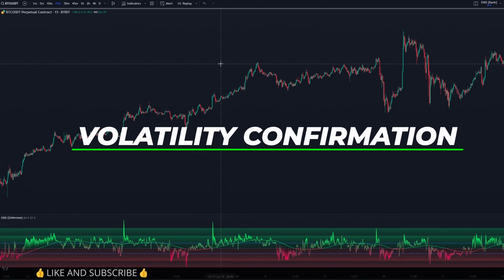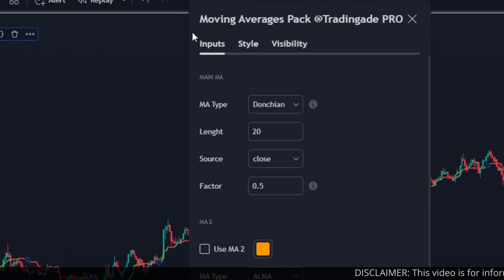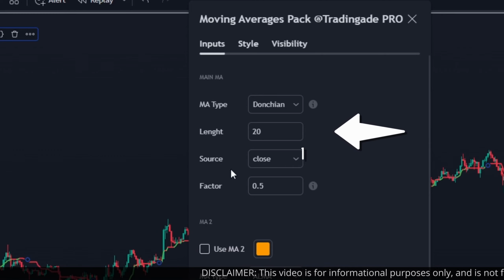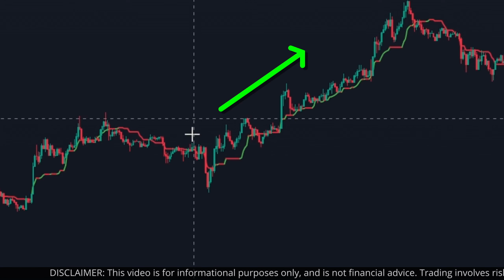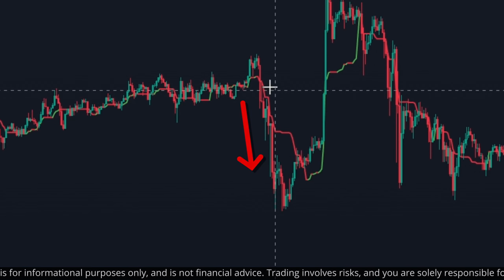Next, we're gonna add the volatility confirmation, which is based on the Donchian moving average, taken from the moving averages pack by TradingView Pro. We're gonna set a length of 20 and source close. Whenever the price is above our moving average, long positions are allowed, while when the price is below the Donchian, we're gonna open short positions.